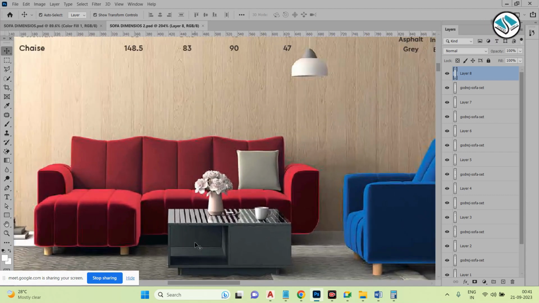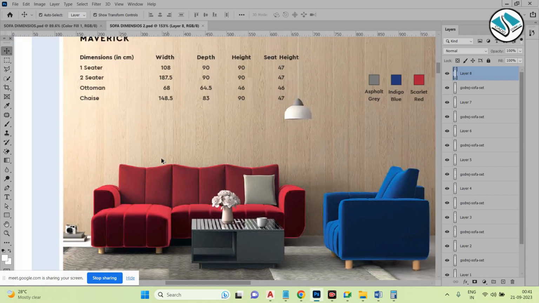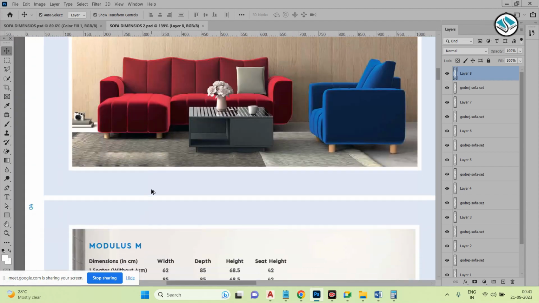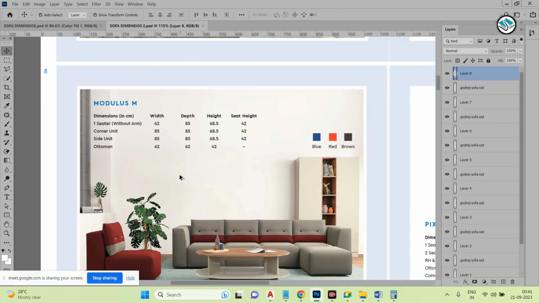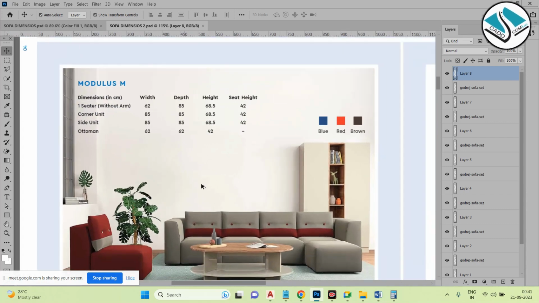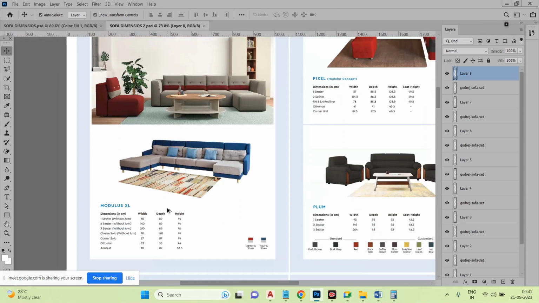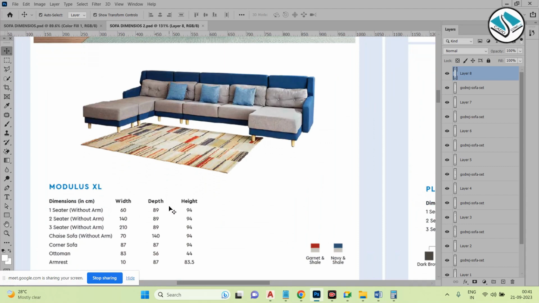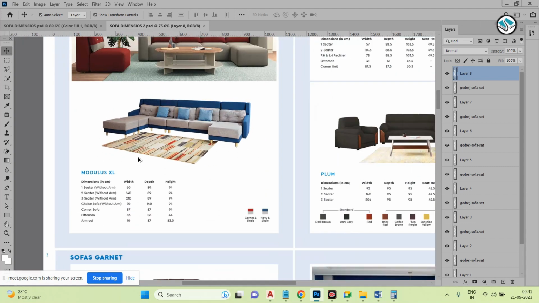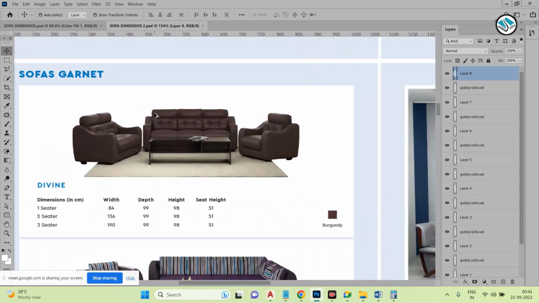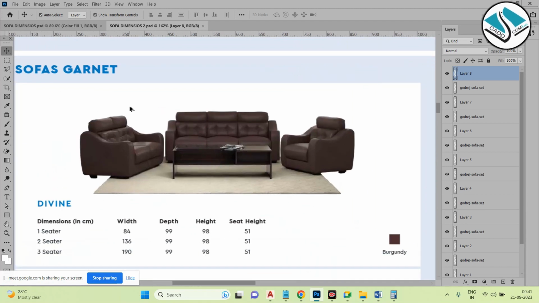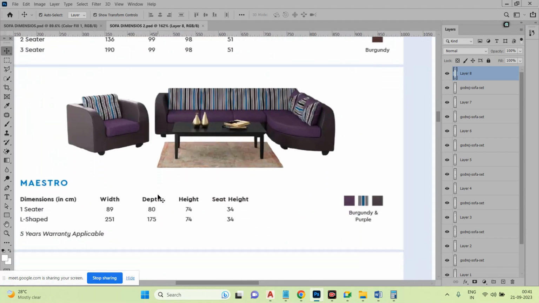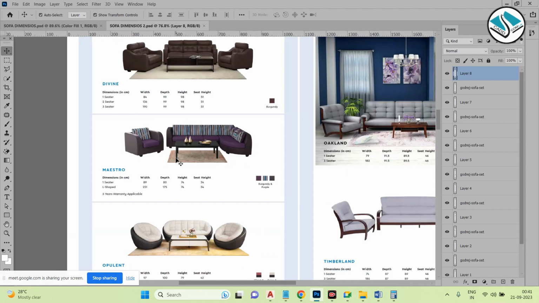I don't know whether everyone knows the names of the sofas. Am I right? Yeah, if no one knows, even I don't know much. Wow, there's a lot of stuff there. And you can design any interior very easily.